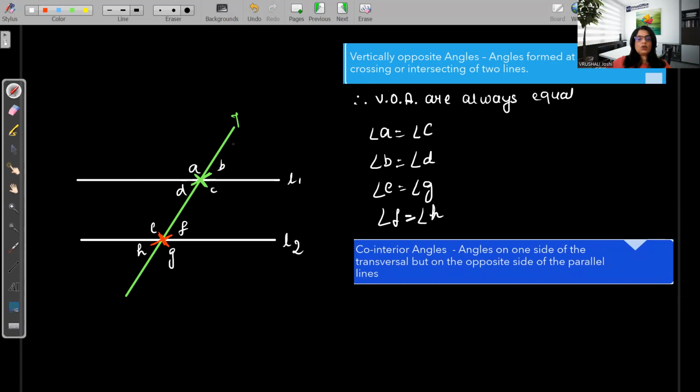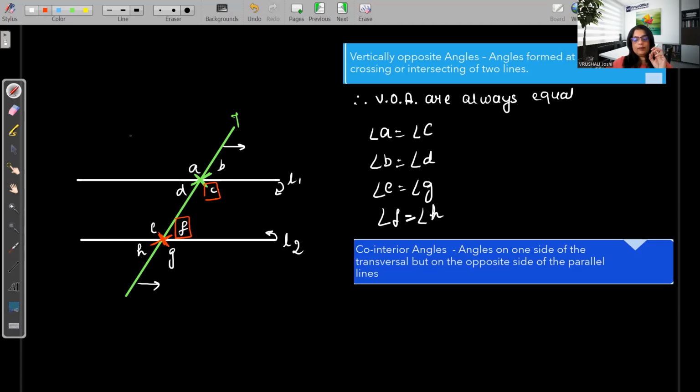Co-interior means they are on one side of the transversal. That means if this is the transversal, they are going to be on one side, and they are going to be on opposite sides of the parallel lines. So if one is below the line, this is going to be above the line. That means we are talking about which two angles? We are talking about angle C and angle F, like this. They are called co-interior angles.